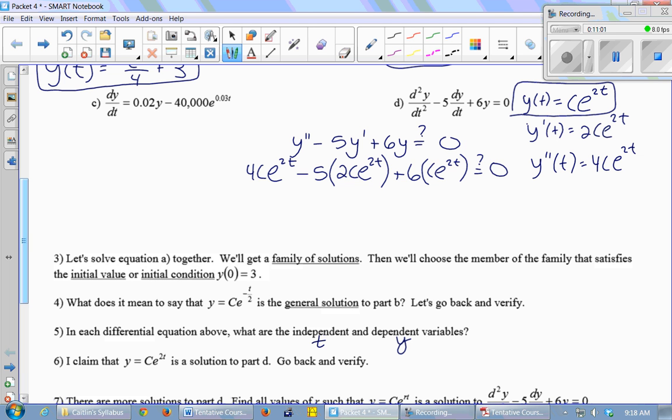Does that equal 0? Yeah, this says 4c e to the 2t minus 10c e to the 2t is negative 6c e to the 2t, plus 6c e to the 2t. Yes, it equals 0, which means that that is a solution.